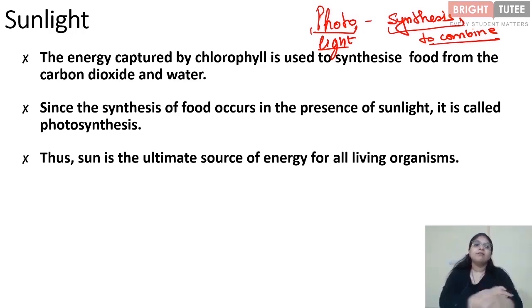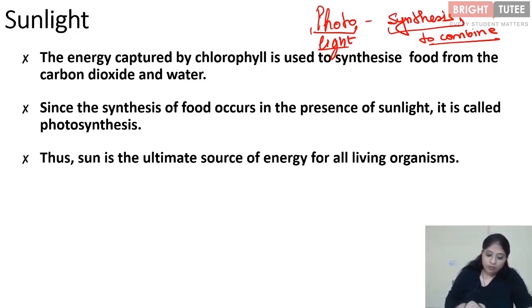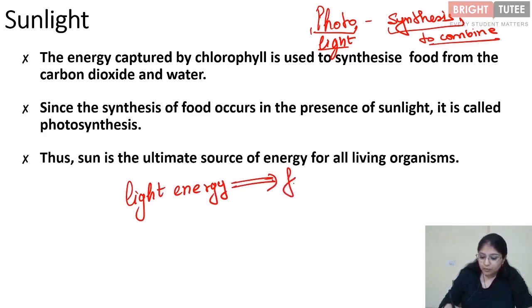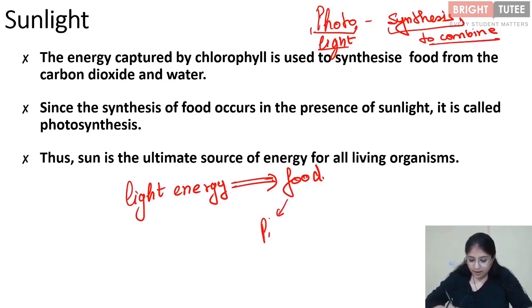That is the reason why we say that the sun is the ultimate source of energy, because what does the leaf do? It converts the light energy of the sun, right? It traps the light energy of the sun with the help of chlorophyll and converts it into the food. And this is the food that is utilized by plants as well as the animals, right? So this is why the sun is called the ultimate source of energy.